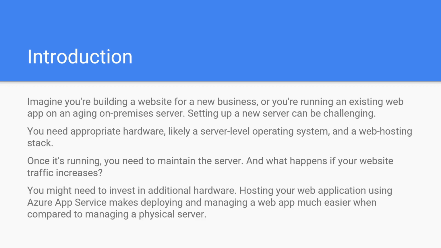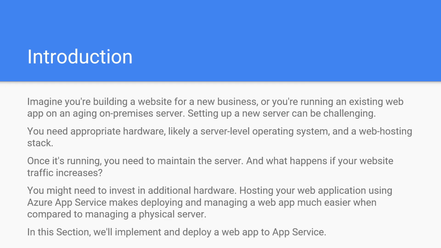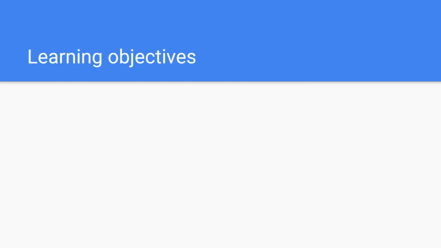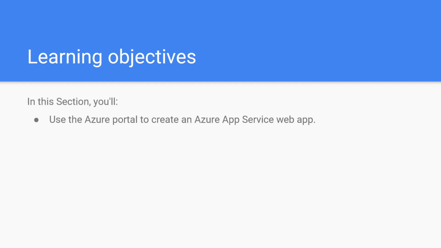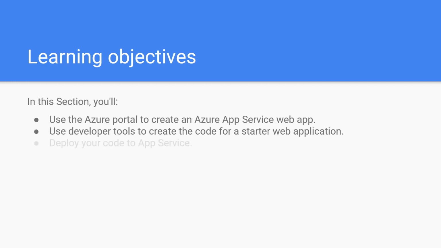However, hosting your web app using Azure App Services makes deploying and managing a web app much easier and faster when compared to managing a physical server. So, in this section, we will implement and deploy a web app to App Service. The learning objectives will be like this. In this section, you will use the Azure portal to create the Azure App Service web app, use developer tools to create the code for a starter web application, and deploy your code to App Service.